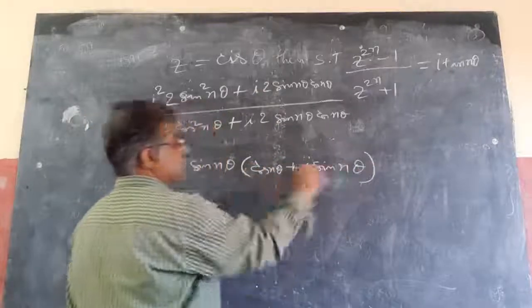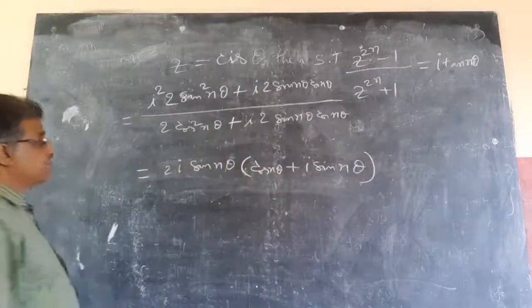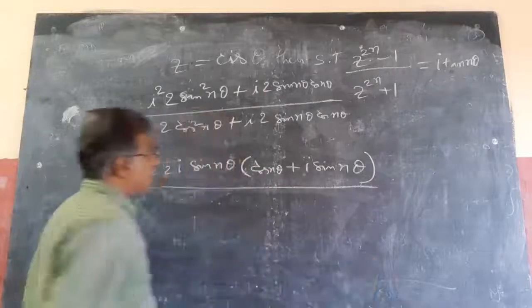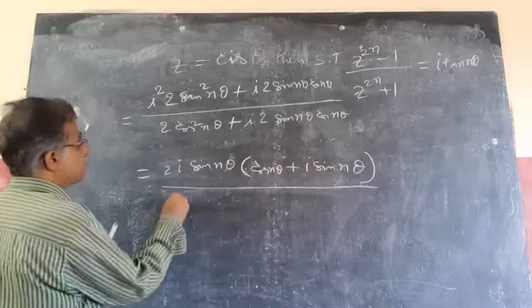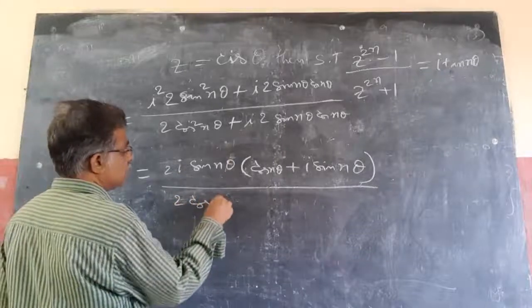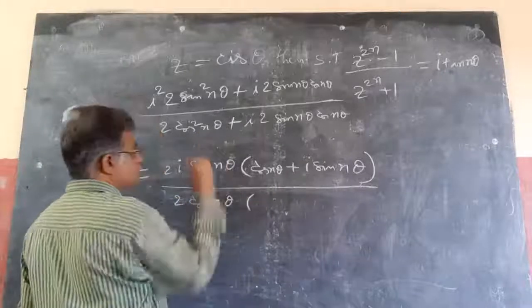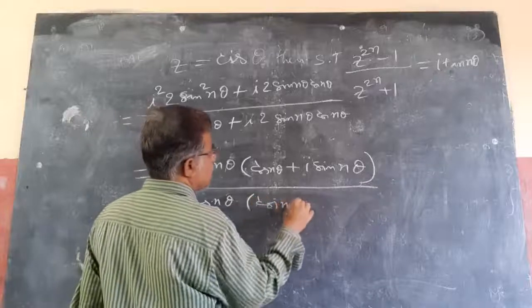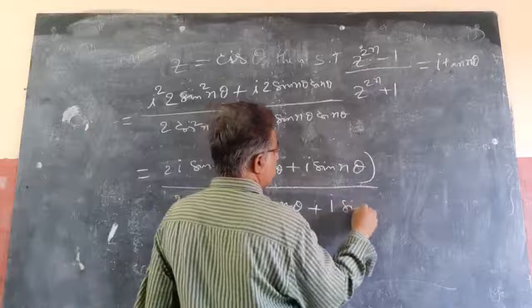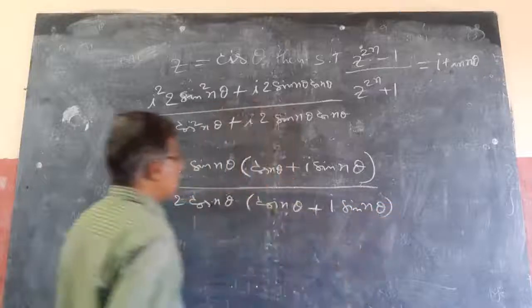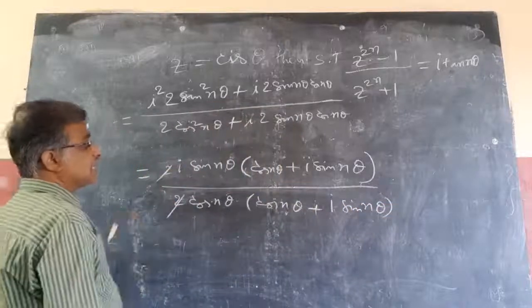So that 6 theta, 6 n theta I will get. That's why I am writing like that in order. And coming to here, 2 cos n theta I can take common from the denominator. 2 cos n theta common. Left out is 1 more cos n theta plus i sin n theta. Now 2 gets cancelled.